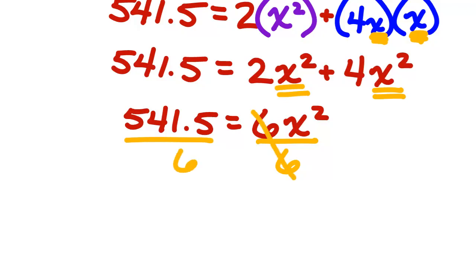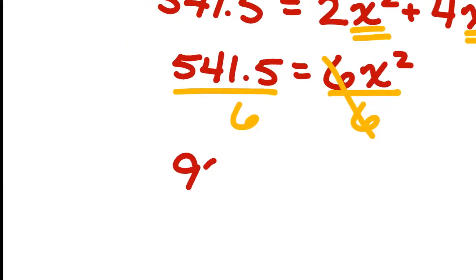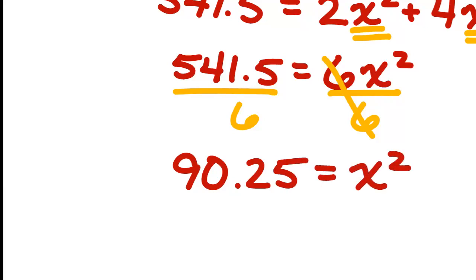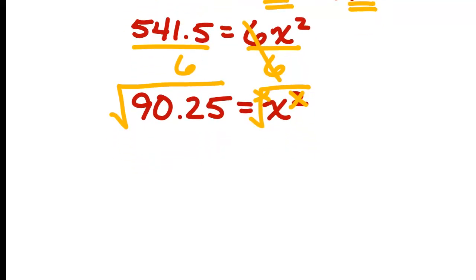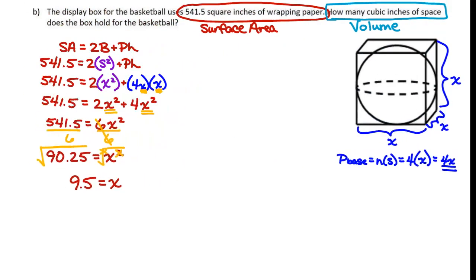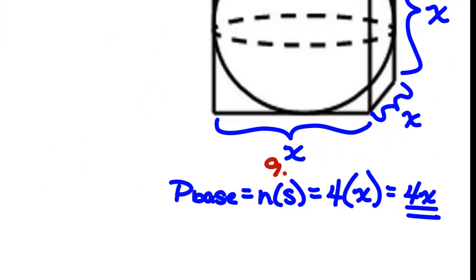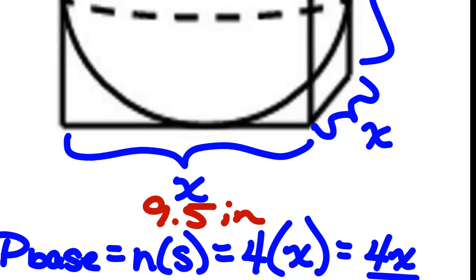What is 541.5 divided by 6? 90.25 is equal to x squared. This one's a little bit easier for me to get rid of. How do I get rid of a squared? Square root it. Does this come out to be pretty? 9.5. So each of my sides is 9.5 inches.